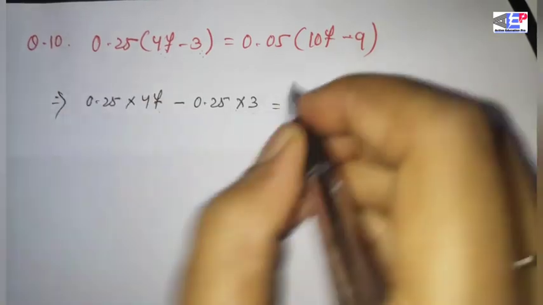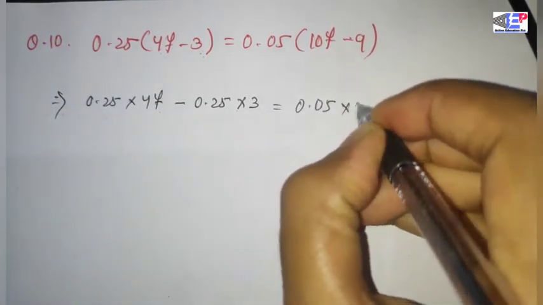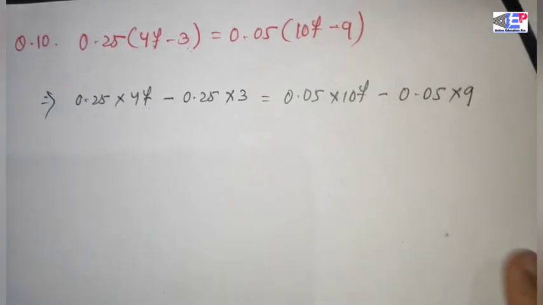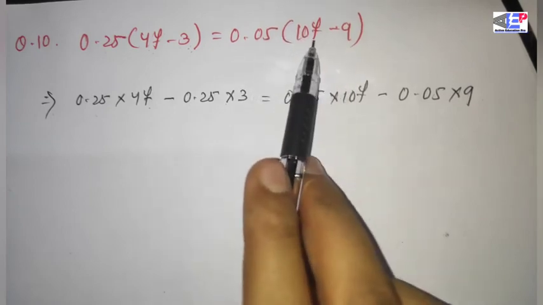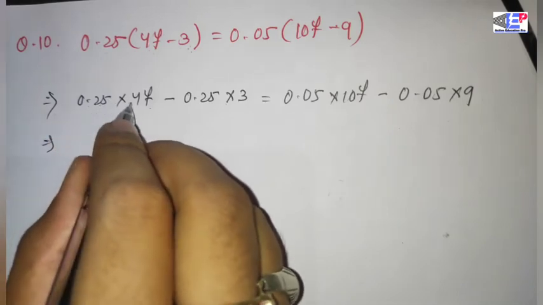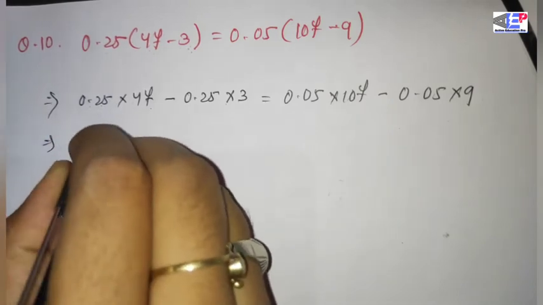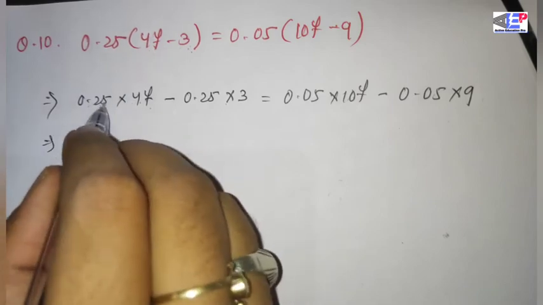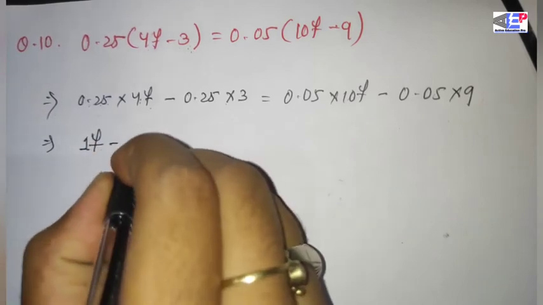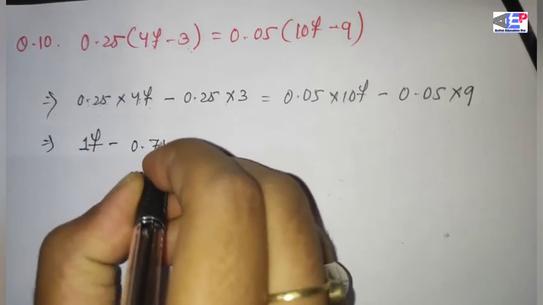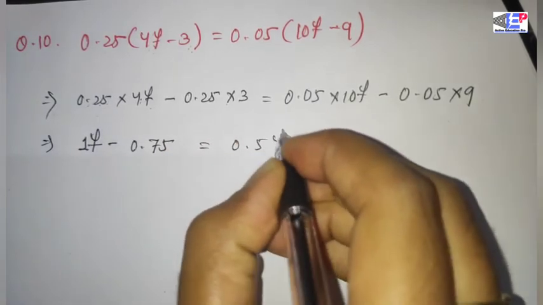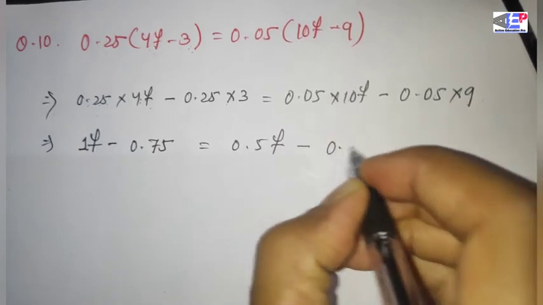Now 0.05 into 10f minus 0.05 into 9. Similarly on the right side we multiply 0.05 with each term, 10f and minus 9. Now we get the result: 0.25 into 4 will be 1f. So here I write f, then minus 0.75 is equal to 0.5f minus 0.45.